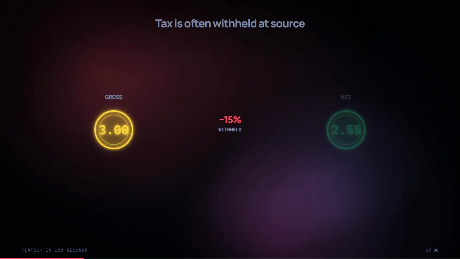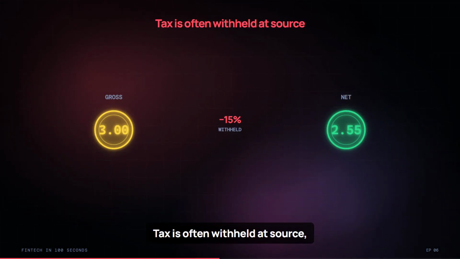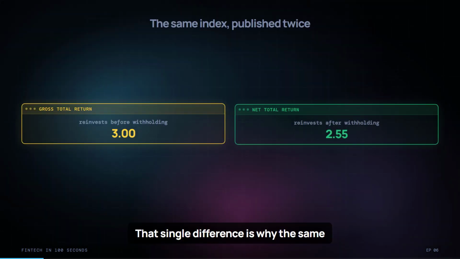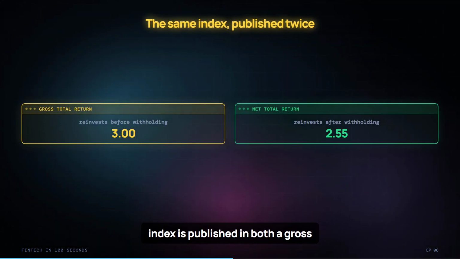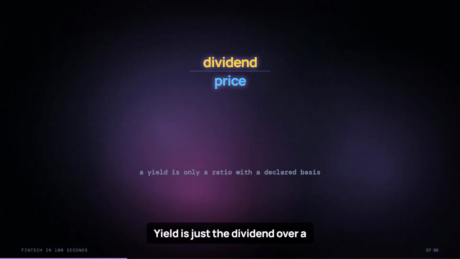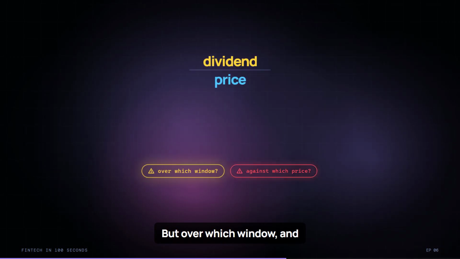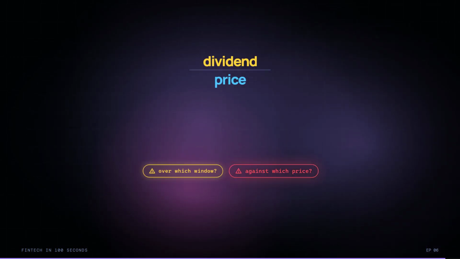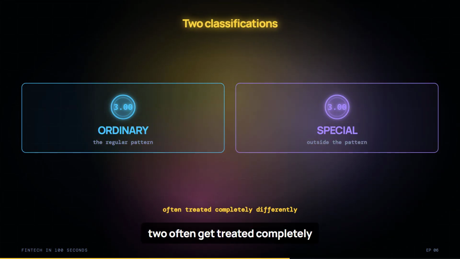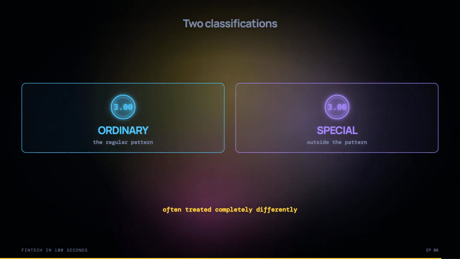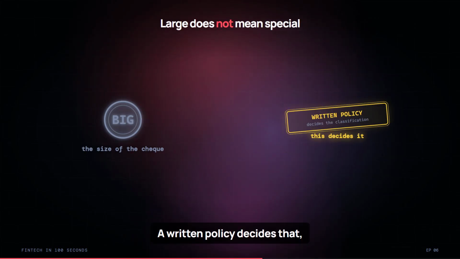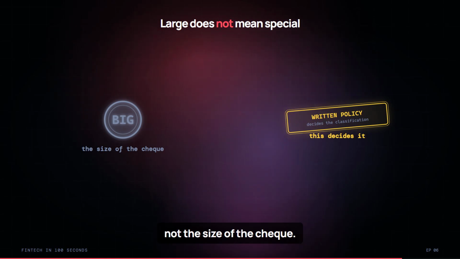Now it gets harder. Tax is often withheld at source, so $3 gross can reach you as $2.55. That single difference is why the same index is published in both a gross and a net version. Yield is just the dividend over a price, but over which window and measured against which price. Dividends also come in ordinary and special flavors, and the two often get treated completely differently. And large does not automatically mean special. A written policy decides that, not the size of the check.